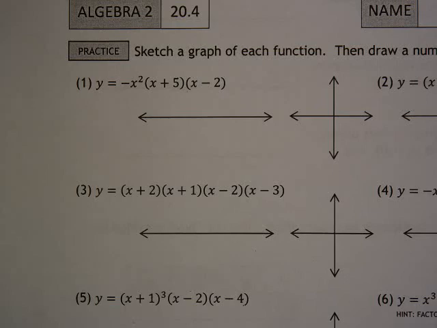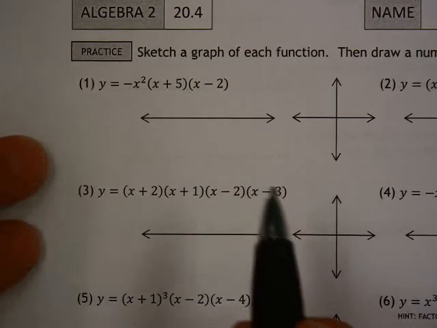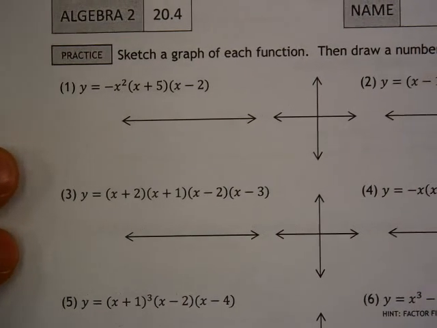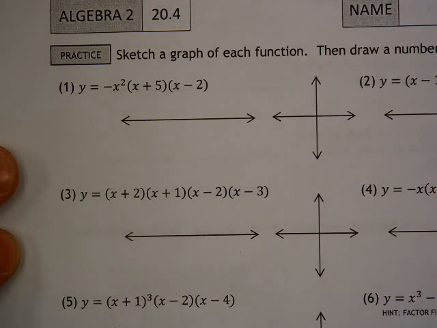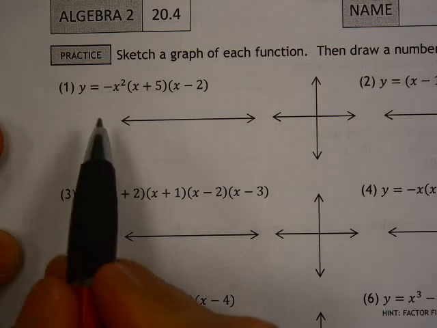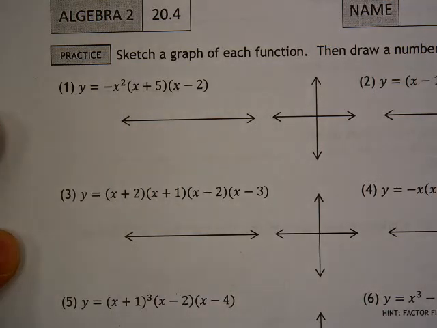Algebra 2, worksheet 20.4. I'm going to go ahead and just start with number 1. This is graphing polynomials. We have to sketch the graph of each function, and then we have to draw the number line to represent the graph. The first thing we're looking at is we want to find the degree first.